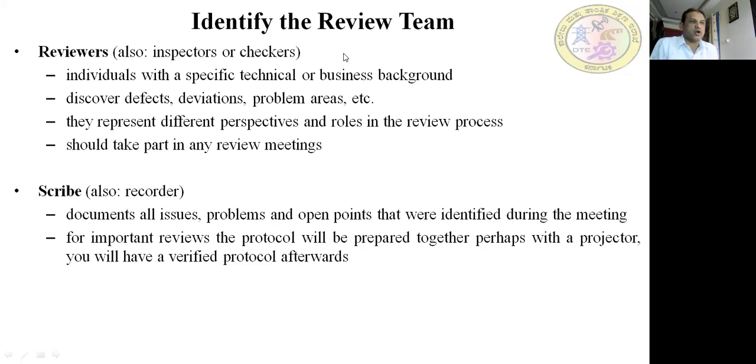Next is scribe, also called recorder. What is a scribe or recorder? Documents all issues, problems, and open points that were identified during the meeting. We note down all the things. There is a person to note down all the important points of the meeting: what the discussion was, what decisions they have taken, and what defects were found. So whatever has been discussed is written, and recorded. Recorded in the sense of a written document.